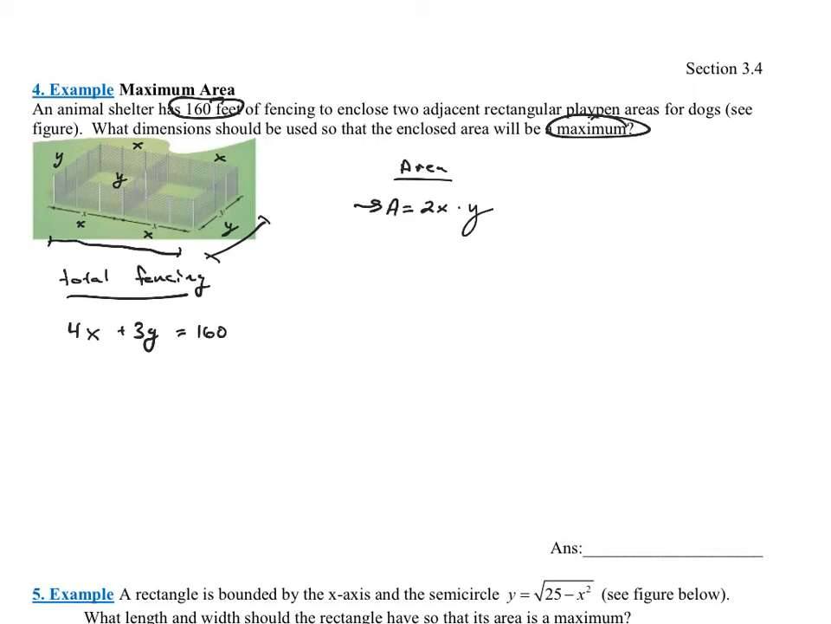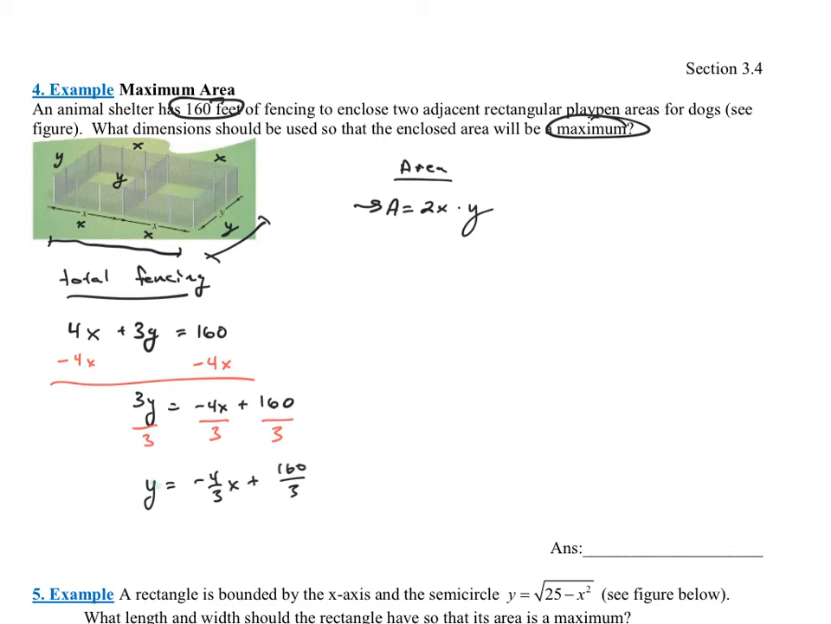So let's look at the 4x plus 3y equals 160 equation for the total fencing. That's our restriction equation. I'm going to go ahead and solve for y by subtracting 4x from both sides. I have 3y equals negative 4x plus 160. Now I'm going to divide each and every term by 3. When I do that, I get y equals negative 4/3 x plus 160 over 3. Neither of those fractions simplify.